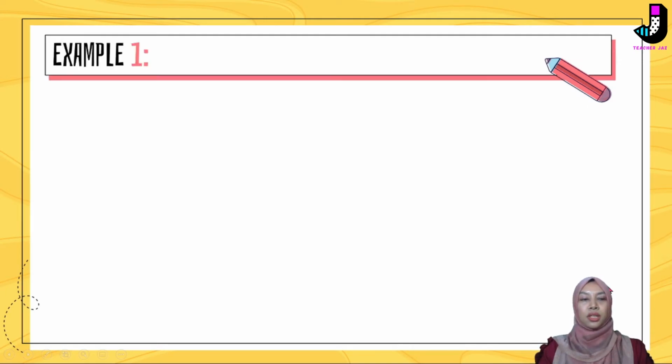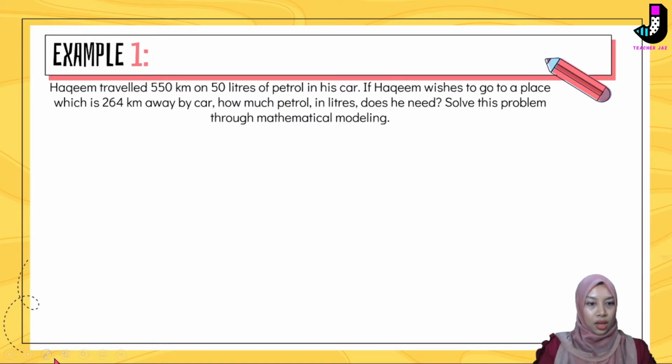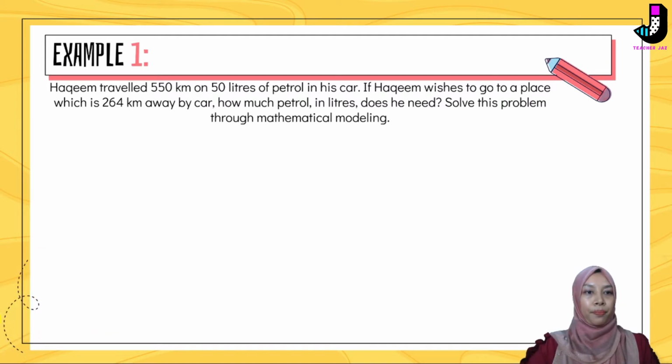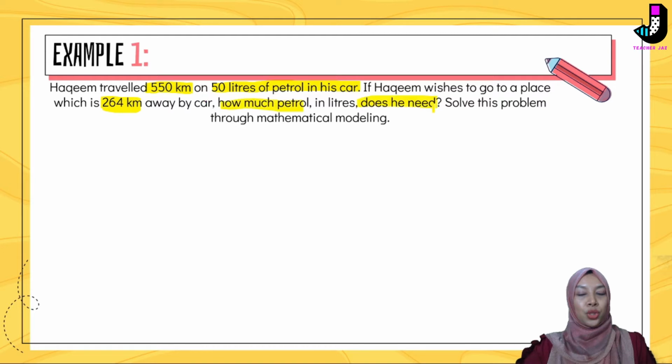Okay, let us see the first example. I'm going to use the highlighter so that it will be easier for us. Hakim traveled 550 kilometers on 50 liters of petrol in his car. If Hakim wished to go to a place which is 264 kilometers away by car, how much petrol in liters does he need? Solve this problem through mathematical modeling.